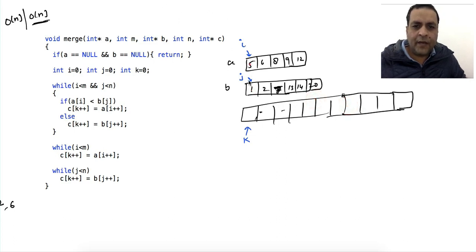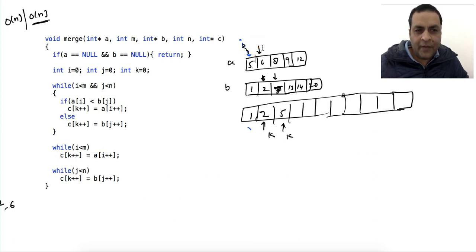So we compare 1 and 5. So 1 comes here, and then j is incremented and k is incremented. Now we'll be comparing 2 and 5 because 2 is smaller. So 2 will come here, and then j moves forward. Then we compare 7 and 5. So 5 is smaller, so i moves forward.